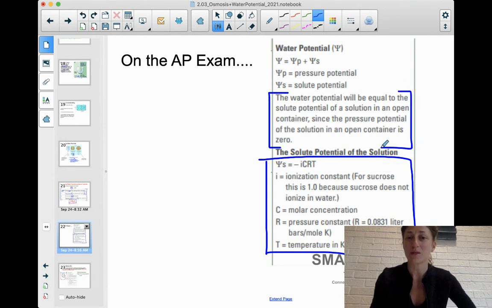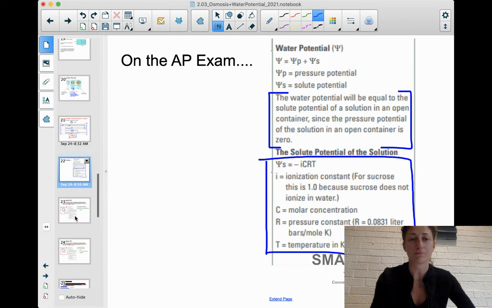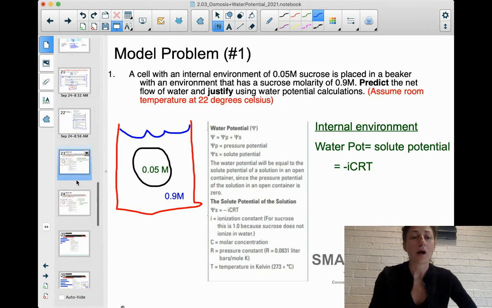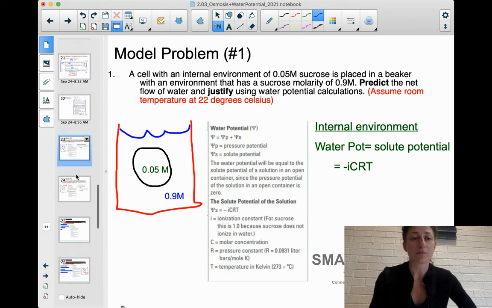The water potential will be equal to the solute potential of a solution in an open container, since the pressure potential of the solution in an open container is 0. Okay. They also tell you what these are. You will be given all of this on the AP exam. Okay. So I'm going to go through really quickly a model problem.